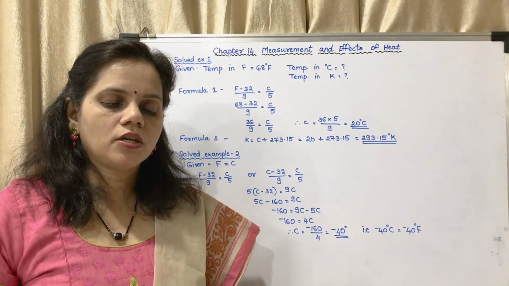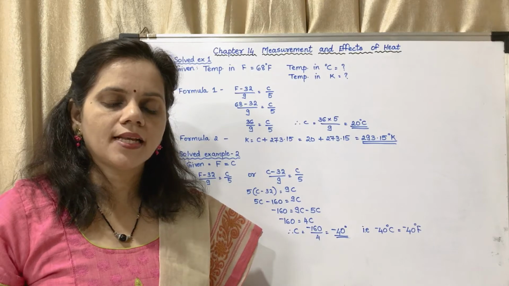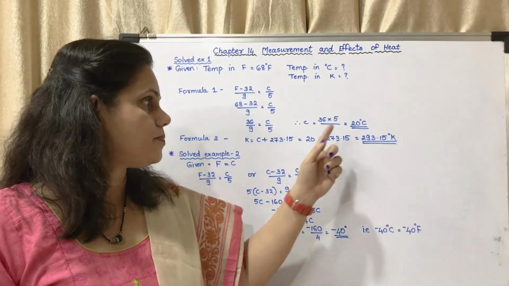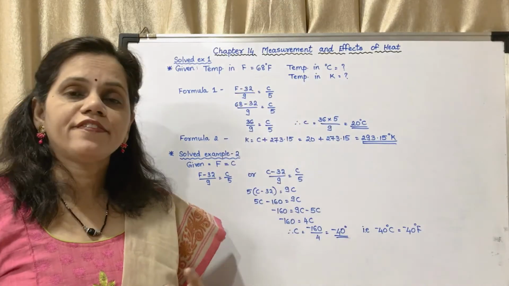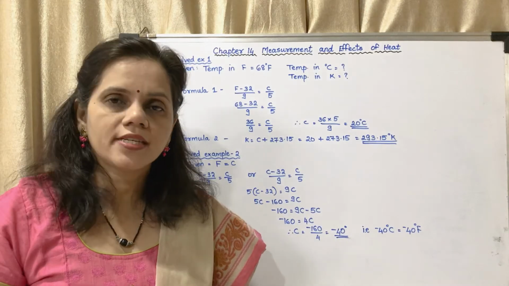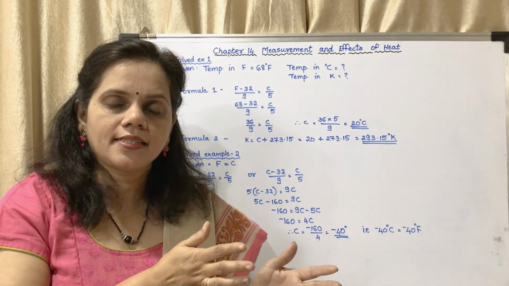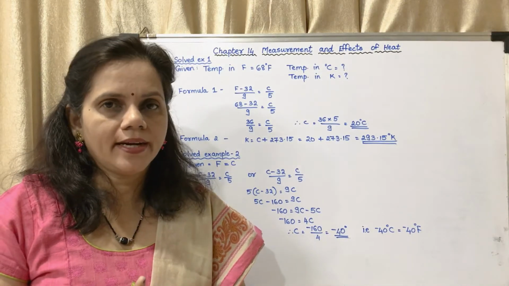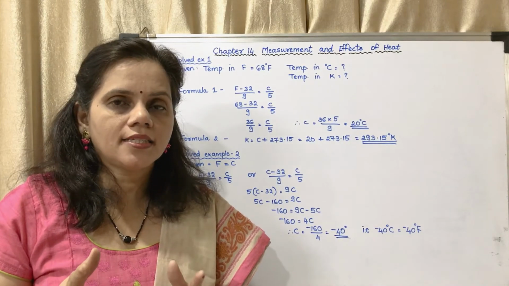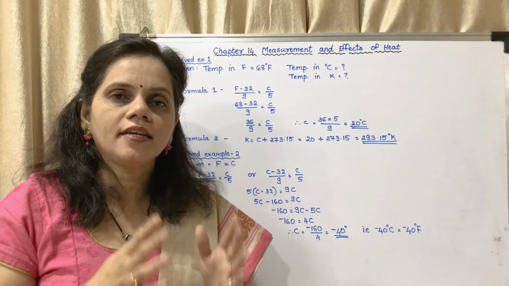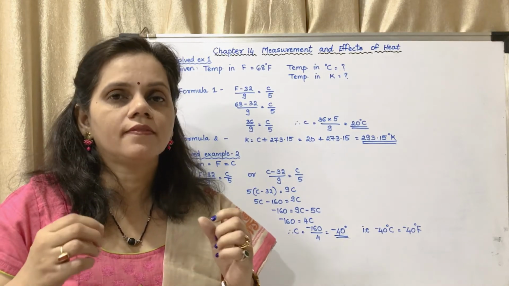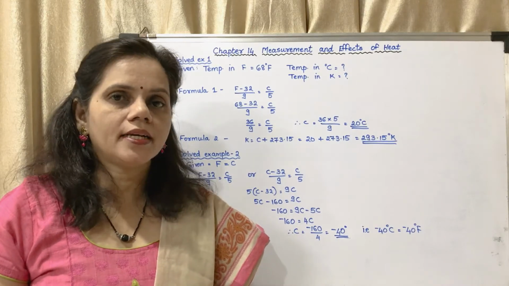Okay. Now the next question on page number 98. At what temperature will its value be the same in Celsius and in Fahrenheit? So here we saw that 68 degree Fahrenheit is equal to 20 degree Celsius. Are the values the same? No. On one side it is 68, on the other side it is 20. Now the question is, at what degree Celsius and what degree Fahrenheit will both the values be the same?